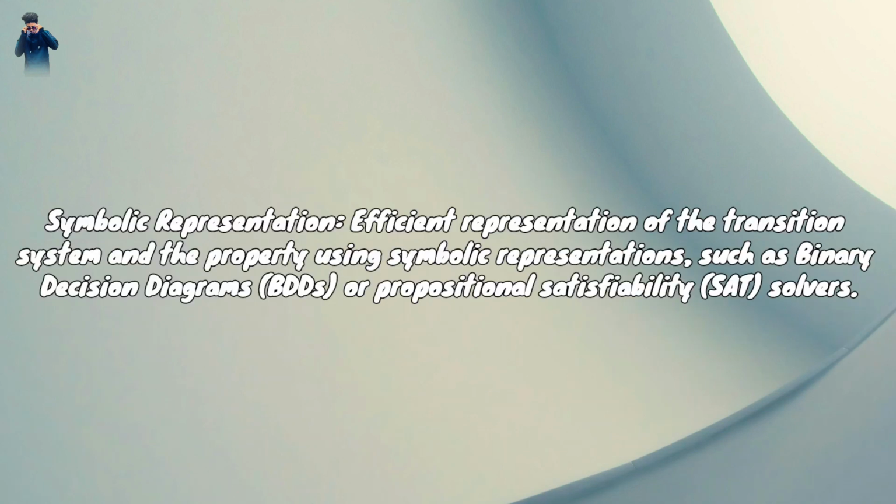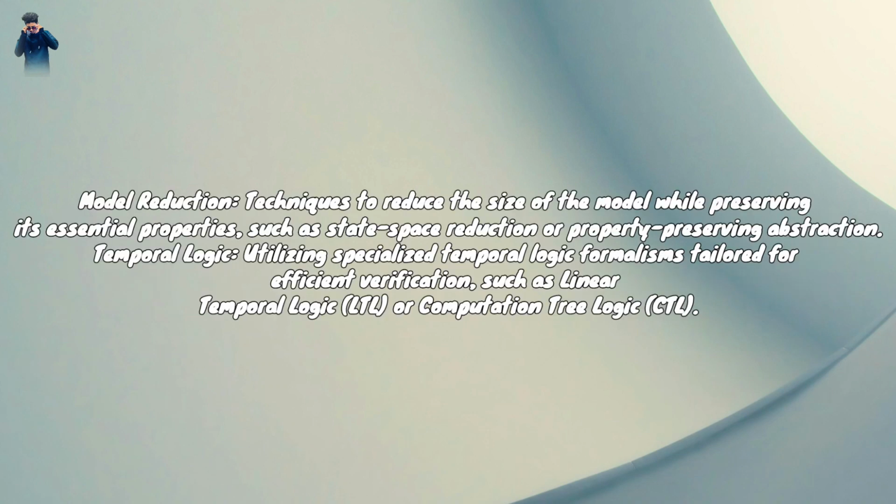1. Symbolic representation. Efficient representation of the transition system and the property using symbolic representations, such as binary decision diagrams, BDDs, or propositional satisfiability, SAT, solvers. 2. Model reduction. Techniques to reduce the size of the model while preserving its essential properties, such as state space reduction or property-preserving abstraction.